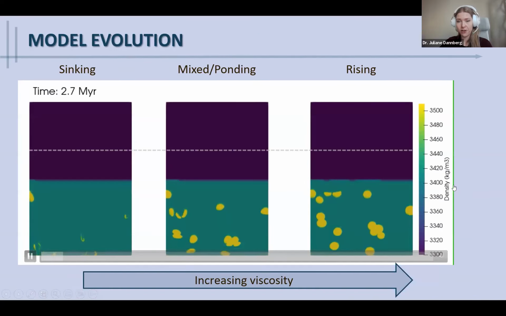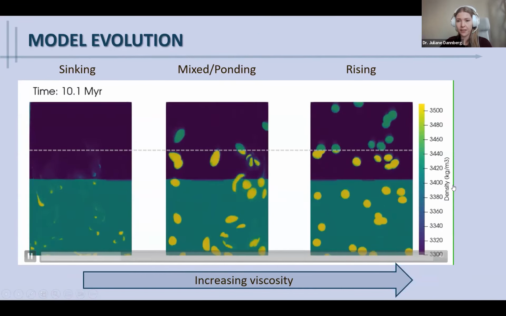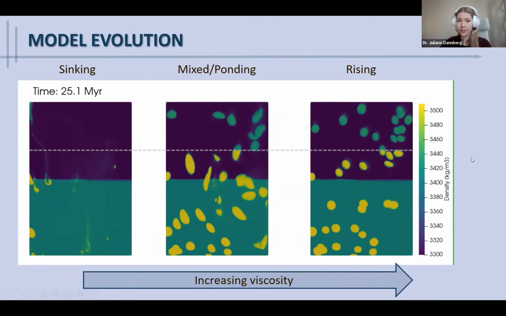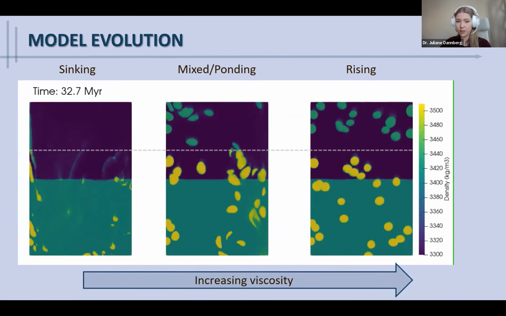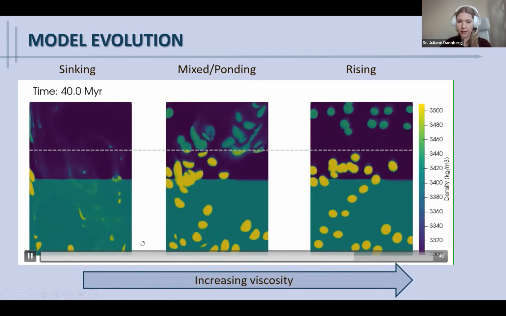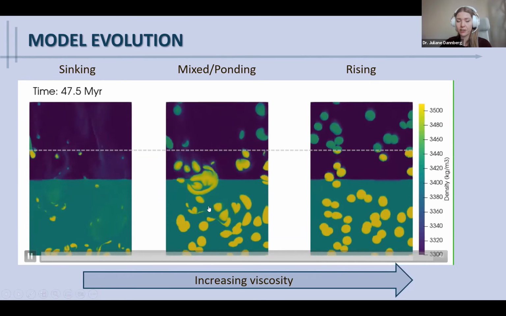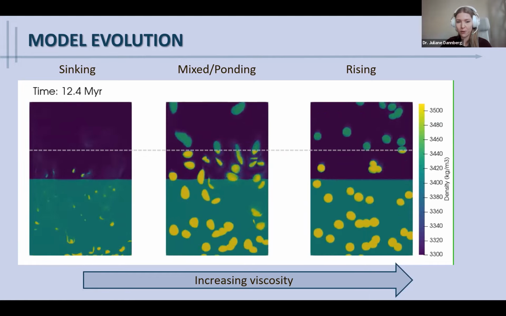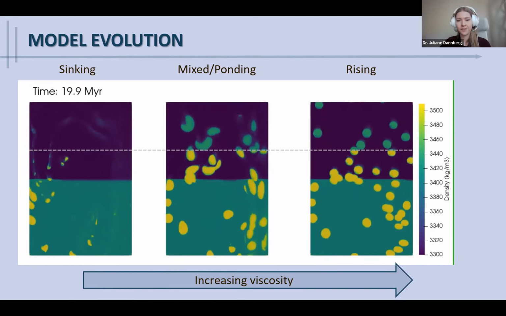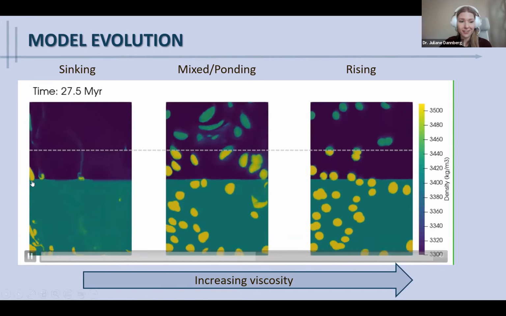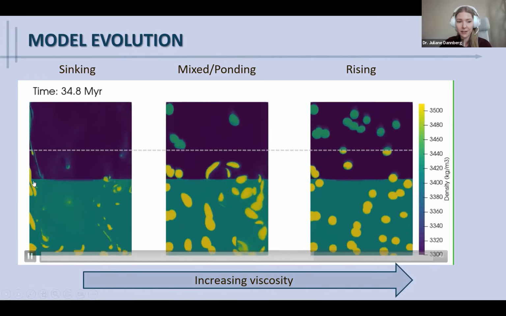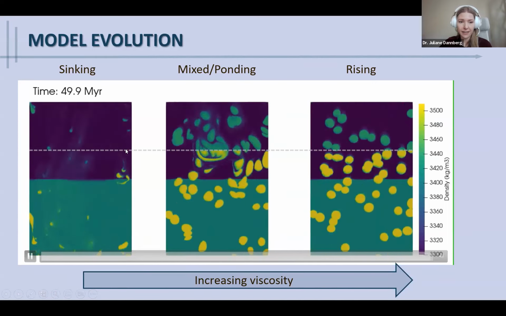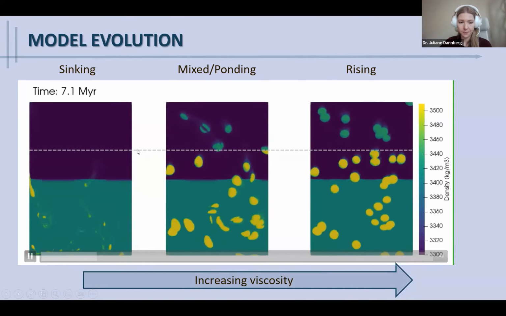The other property I mentioned is the viscosity of the model. And so here we see 3 different models and how they evolve over time. Each of the models has a different viscosity, with the viscosity increasing from the left to the right. And the background color shows us the density in the model. So the bright yellow blobs, those are the basaltic heterogeneities. And then these are the 2 depth ranges that we see here. This is the 410 discontinuity, and this is the depth of 300 kilometers.